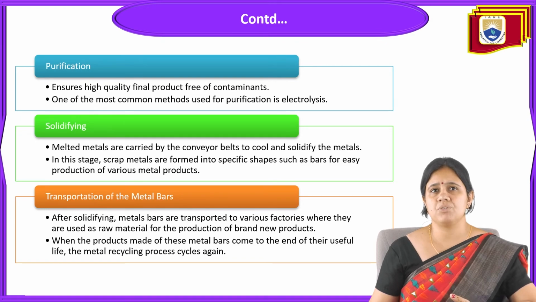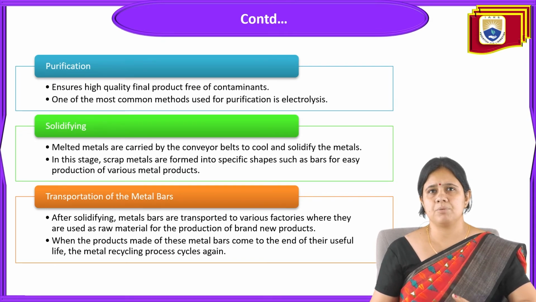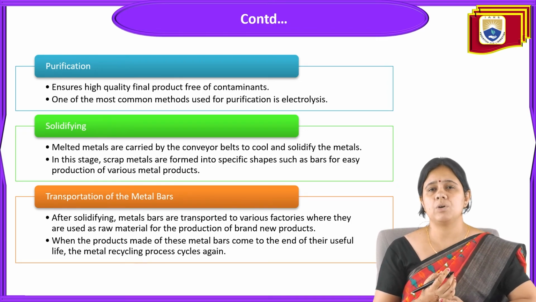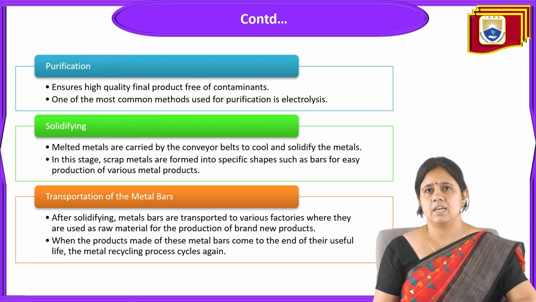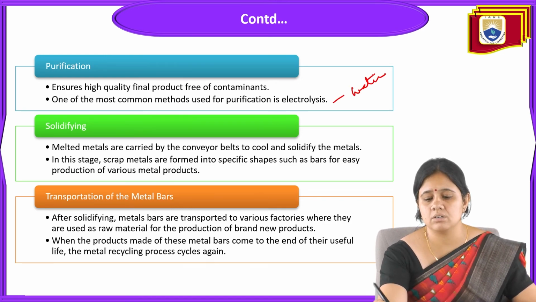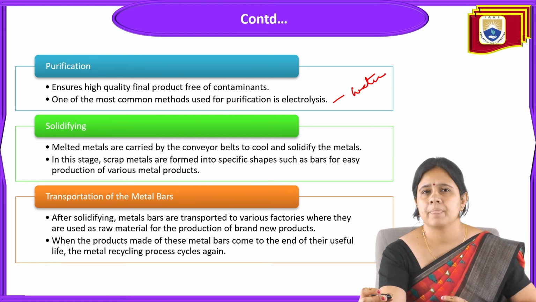Next is the purification step. The purification step will ensure a high quality final product that is free from contaminants. This step is important, and one of the most common methods used in purification is electrolysis. Electrolysis is used in the purification stage of this metal recycling.